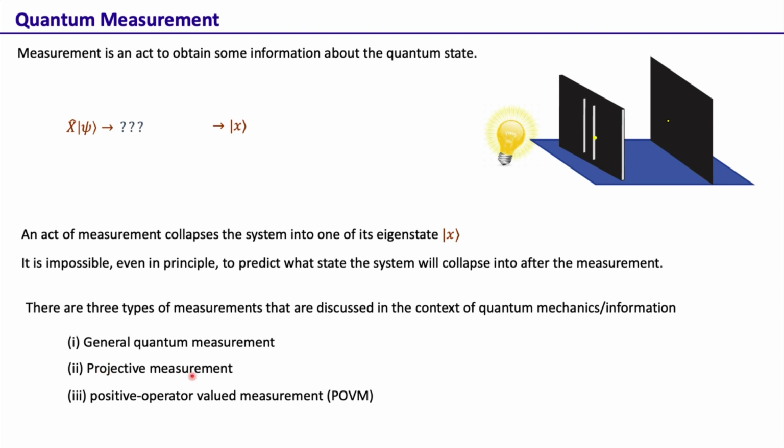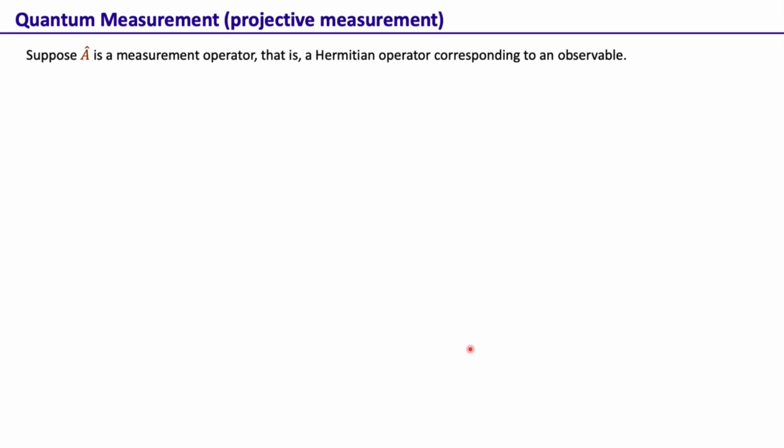Projective measurement is basically a special case of general quantum measurement, but it is typically what we study in courses. In this lecture and in this course, we will be concentrating only on the projective measurement. But in general, these three different types of quantum measurement are discussed in quantum mechanics and quantum information. Okay, so what are these projective measurements?